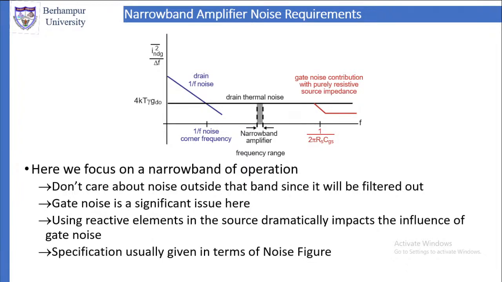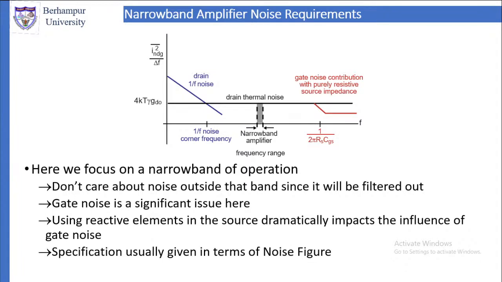So what we do here is focus on the narrowband operation. We don't care about noise outside this band, which means the 1/f noise corner frequency is of no use, and the gate noise contributions are also of no use. They will be filtered out automatically because the amplifier is operating over a small band. Gate noise is a significant issue here.